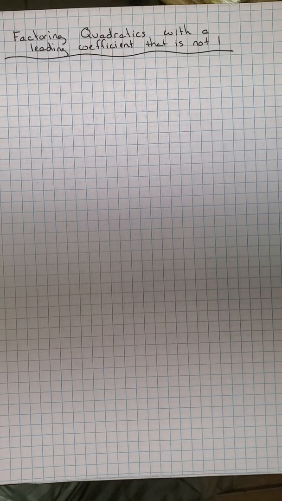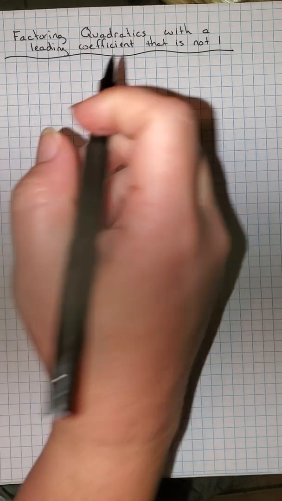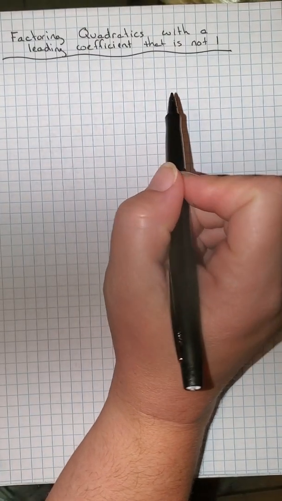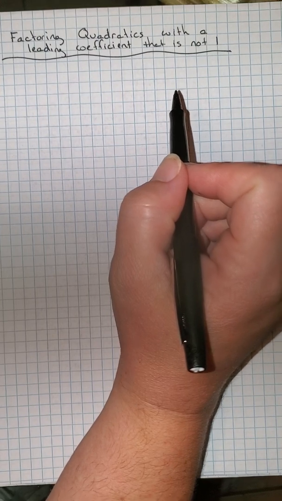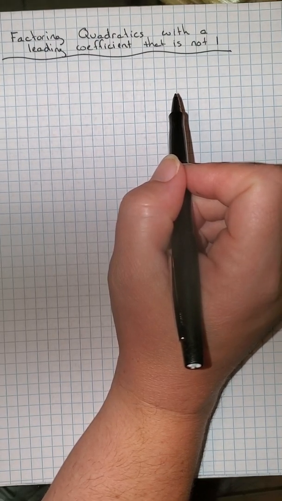Hey everybody, I wanted to just give you a couple examples of how to do factoring quadratics with a leading coefficient that's not 1. Your assignment for today is to do the other half of that worksheet.